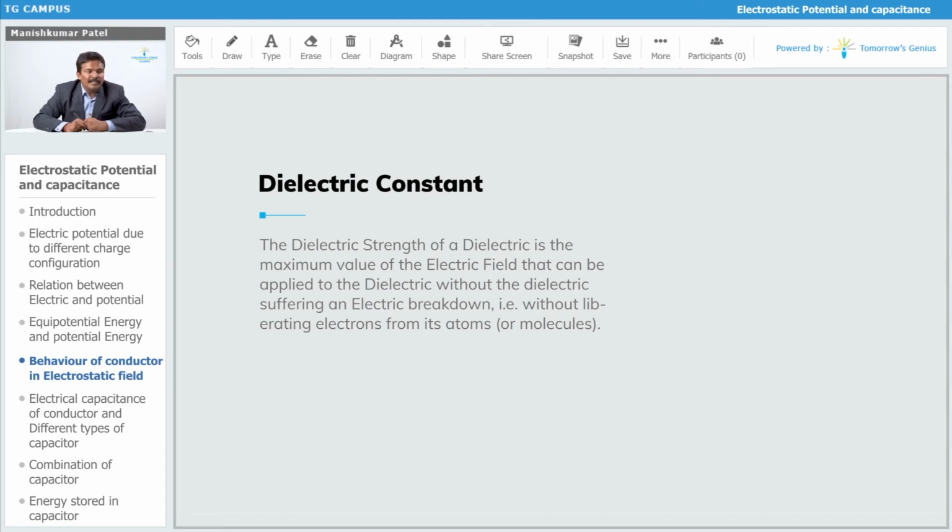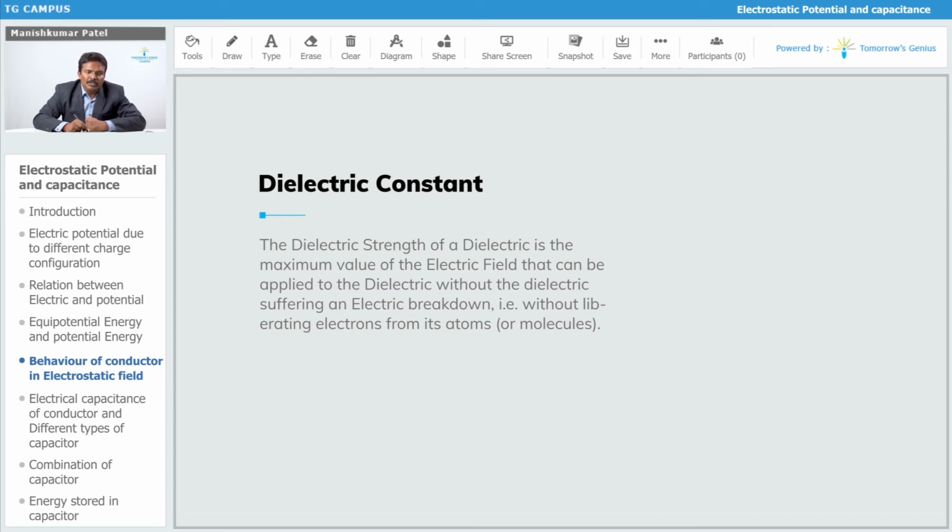Now, what is dielectric strength? We know that the electrons are bound to the atom. They are not going to leave their orbits, but if you apply a very huge external field across it, there might be a possibility of electric breakdown. The electrons will leave their orbits and move away. That is what we call electric breakdown.